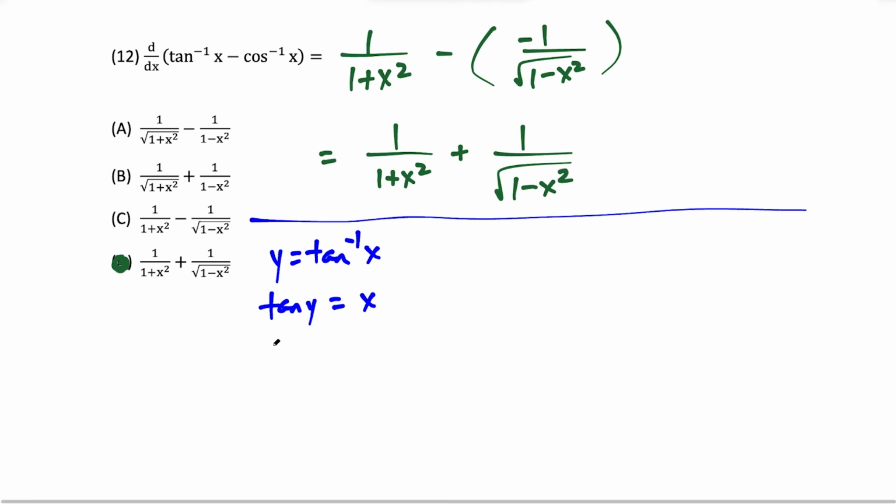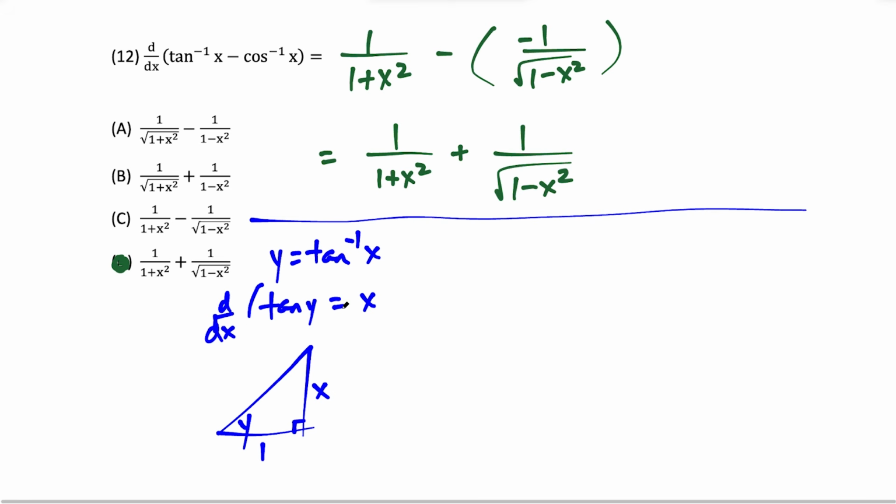And then from this step, I would draw out a right triangle. So we have this right triangle over here, and I'll label the base angle here as y. And then since tangent y equals x, I could label this side as x and this side as 1, because remember, tangent is the ratio of the opposite side over the adjacent side. So opposite of y is x, and adjacent to y is 1, and that would give us x over 1, or just x.